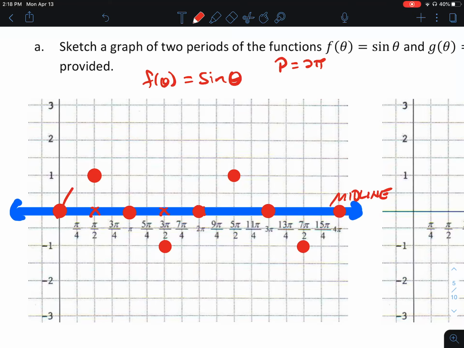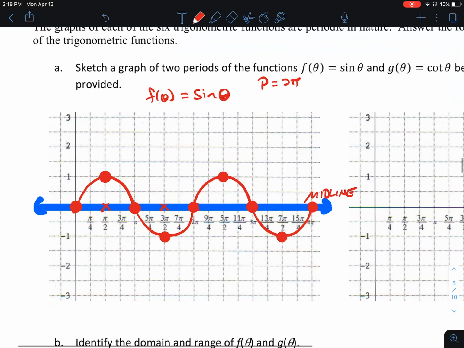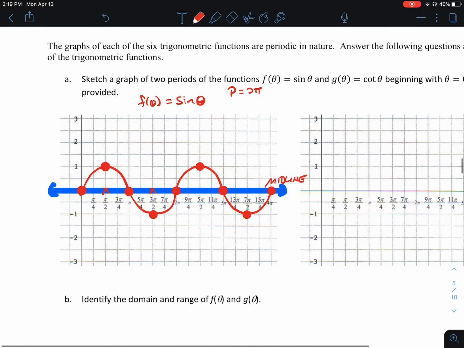If the point is above, it's part of being concave down. So I like to draw those at the same time. If it's a point that's below, it's concave up. So it looks something like this. This represents sine of theta.